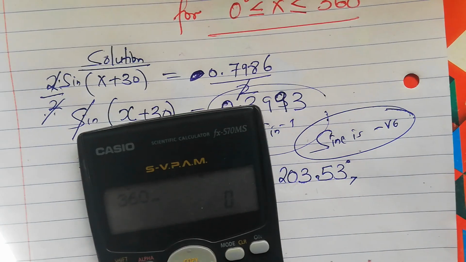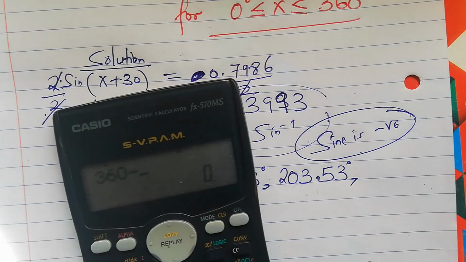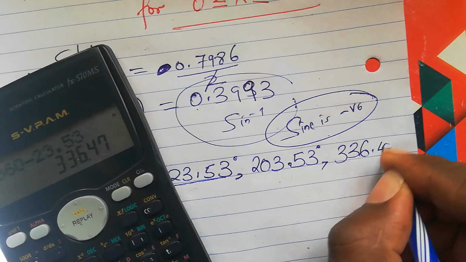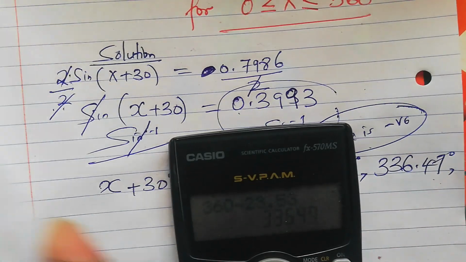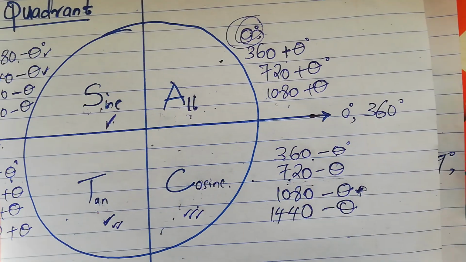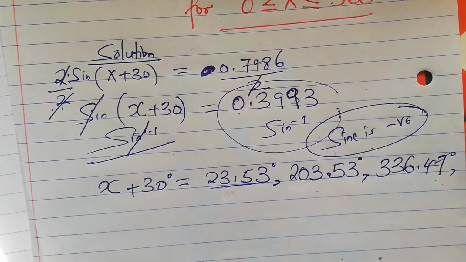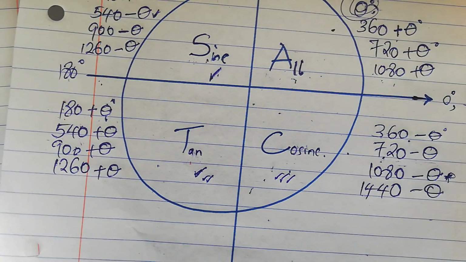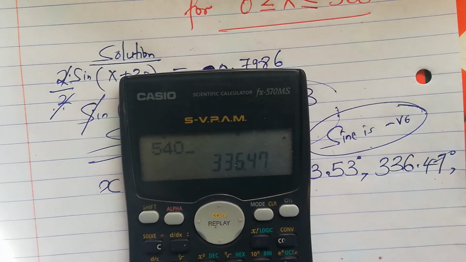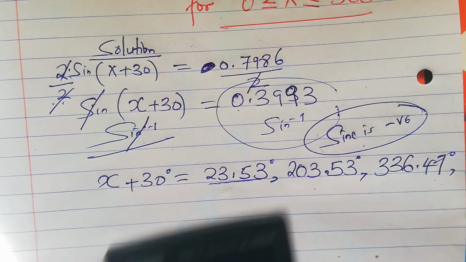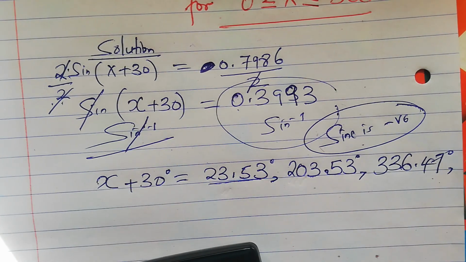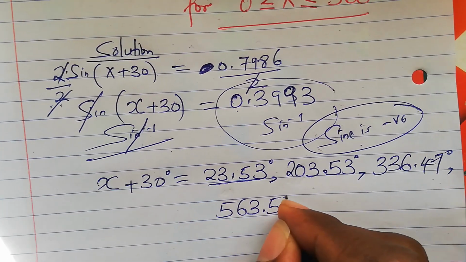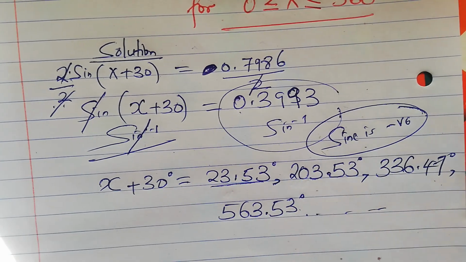360 minus 23.53, we get 336.47. We continue listing the angles until we feel like we are almost done. I think we are almost done with it. 540, the last one, 540. Let us go to this last one. This one looks like it's beyond 540. 540 plus 23.53, we shall have 563.53. So let us stop there, because I think the next ones are beyond, they are bigger.